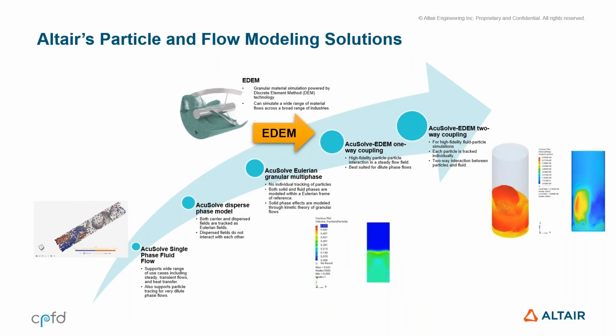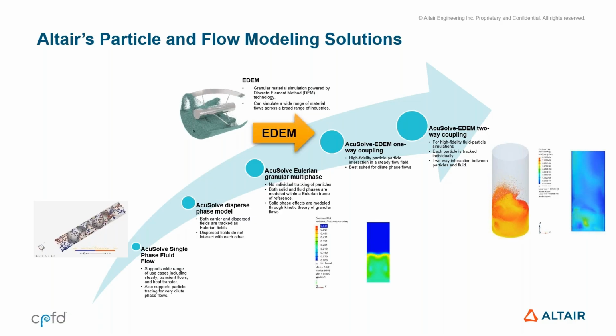So far we have seen various examples of the granular flow processes that happen in general industry. In order to capture the fluid phase behavior as well as the particle phase behavior, we need to have the right tools to model the physical behavior accurately. AcuSolve's single phase fluid flow capabilities support a wide range of use cases, varying from steady state flows and transient flows to heat transfer. It also supports a feature called AcuTrace that can be used to simulate the transport of fine particles, and it can be used to simulate dilute phase flows.